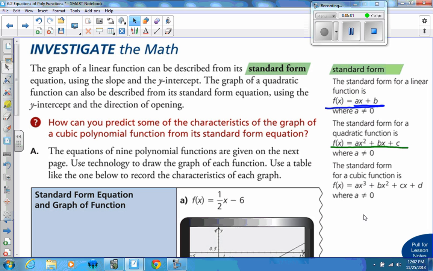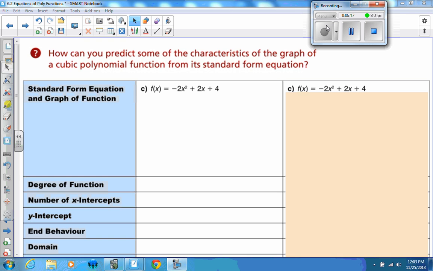And the same thing for a cubic. Okay, so a cubic is f of x, or y, equals ax³ + bx² + cx + d, where again a can't equal 0. So let's look at an example here. You don't have this in your textbook, but it's on the whiteboard here.